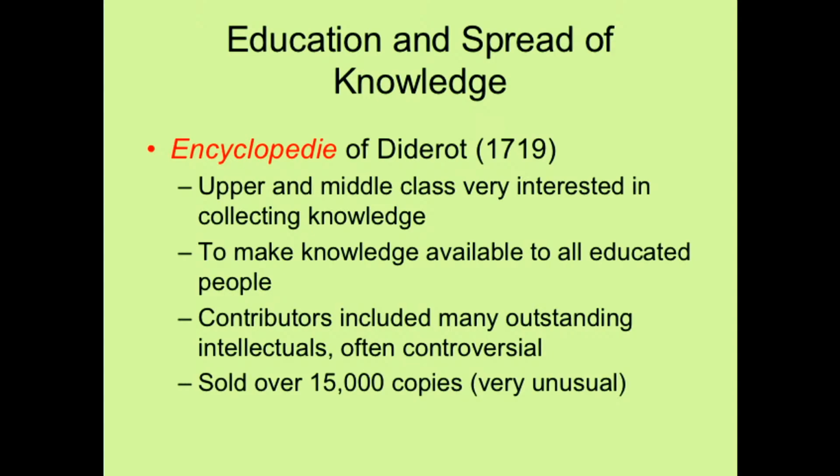Denis Diderot, whose name I mentioned before, came up with the project of the encyclopedia. The first encyclopedia was published in 1719, and sold 15,000 copies, which was a lot at that time. From the viewpoint of that time, it was almost a bestseller. The encyclopedia was a way to collect knowledge and summarize it in small entries. So a bunch of these entries were put together.